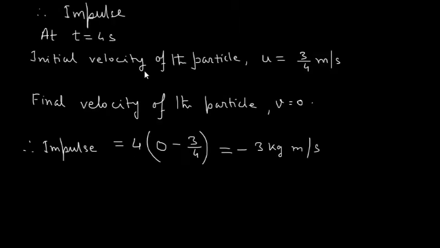Impulse at time t equal to 4 seconds. Initial velocity of the particle u is equal to 3 by 4 meter per second. Final velocity of the particle v is equal to 0. Impulse is equal to 4 into (0 minus 3 by 4), that is minus 3 kg meter per second.